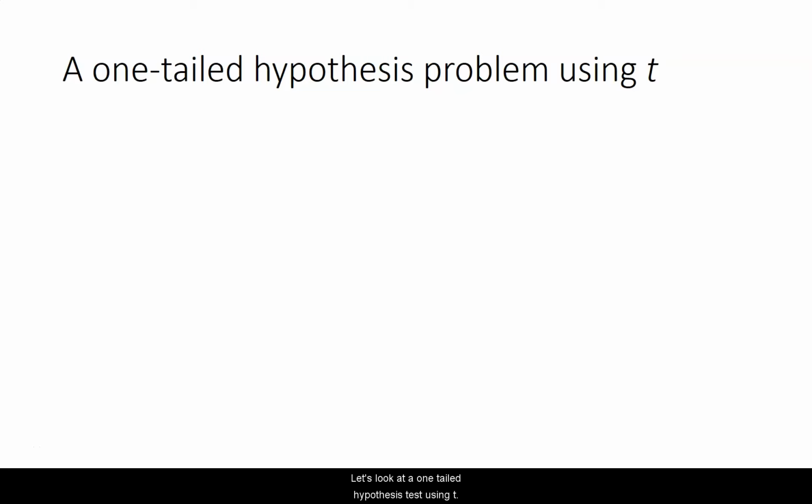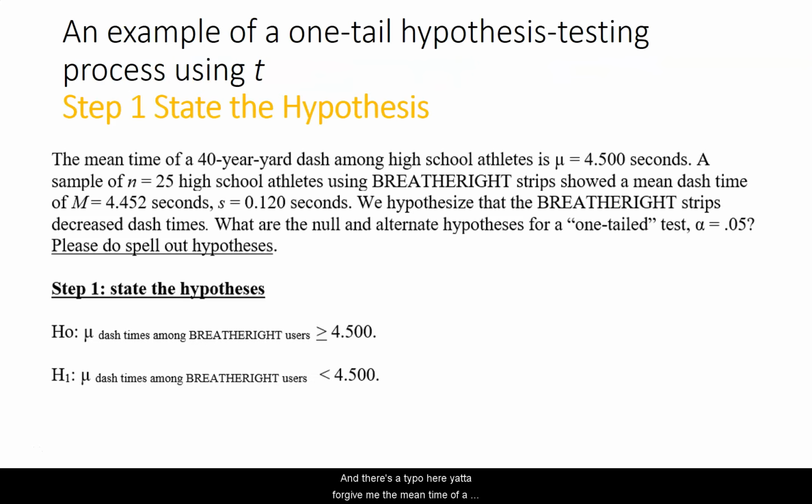Let's look at a one-tailed hypothesis test using t. And there's a typo here. You'll have to forgive me. The mean time of a 40-yard dash among high school athletes is 4.5 seconds. Fair enough. A sample of 25 high school athletes using Breathe Right strips showed a mean dash time of 4.452 seconds with a standard deviation of 0.120.